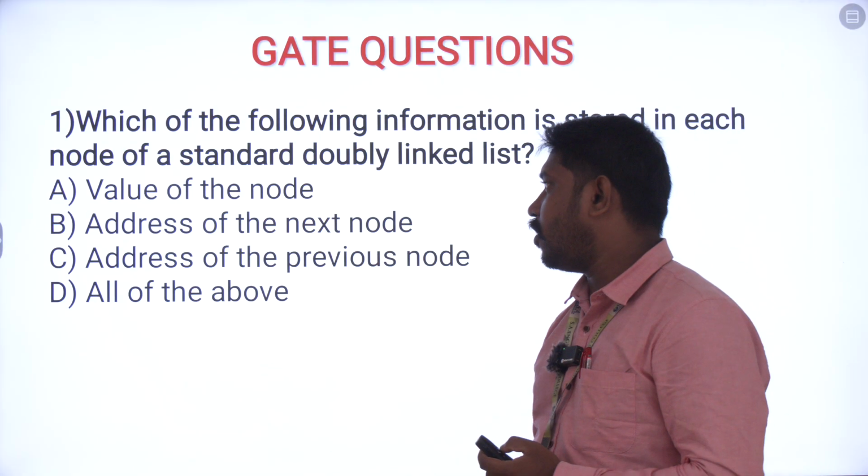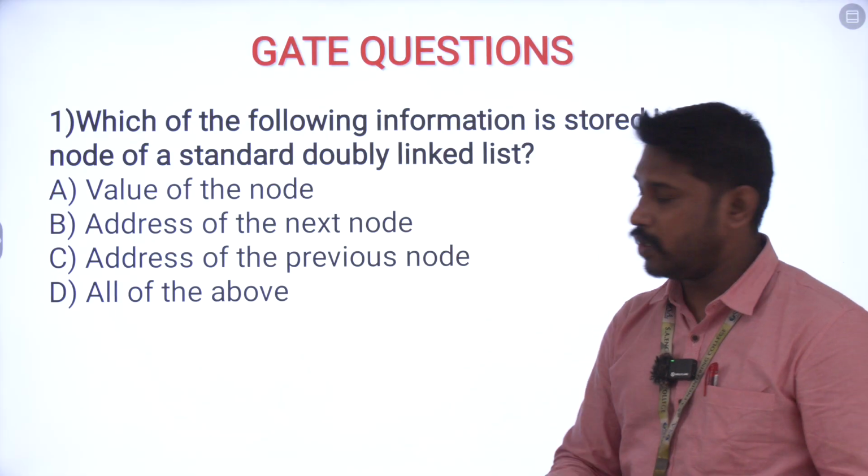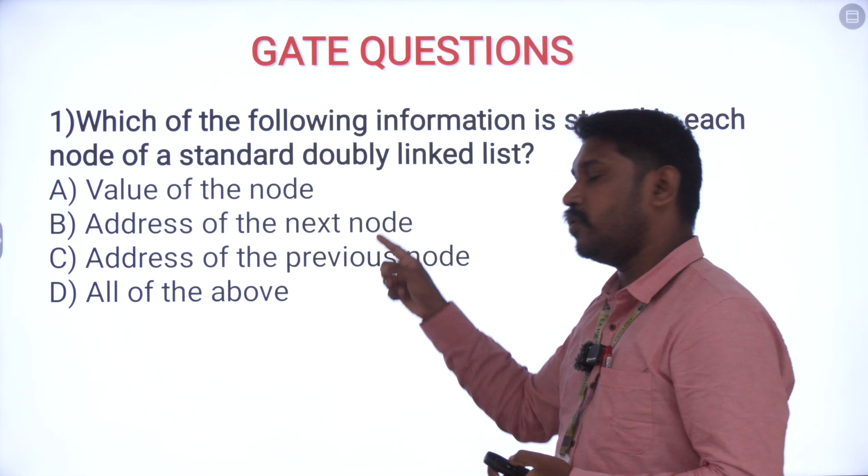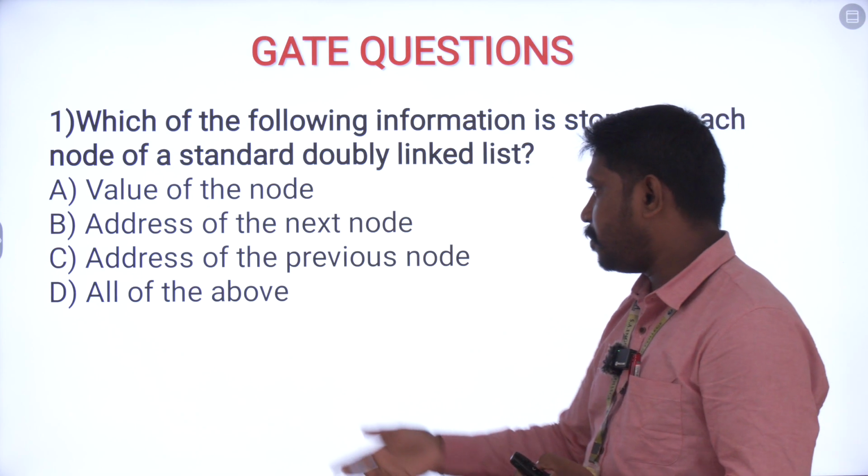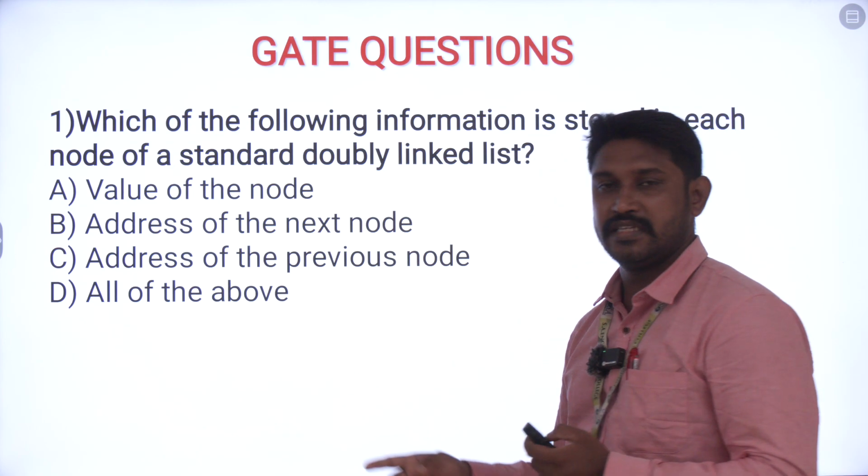Option A, value of the node. Yes, the value of the node will be stored. Option B, address of the next node. Yes, the address of the next node will be stored. Option C, the address of the previous node. Yes, the address of the previous node.